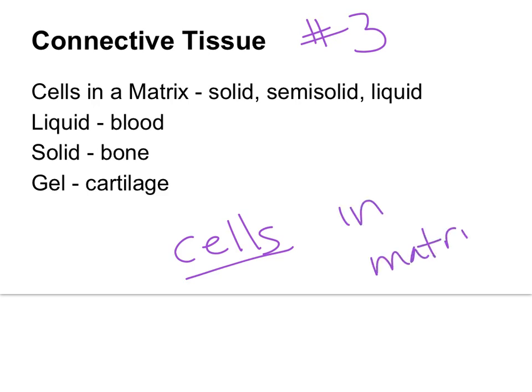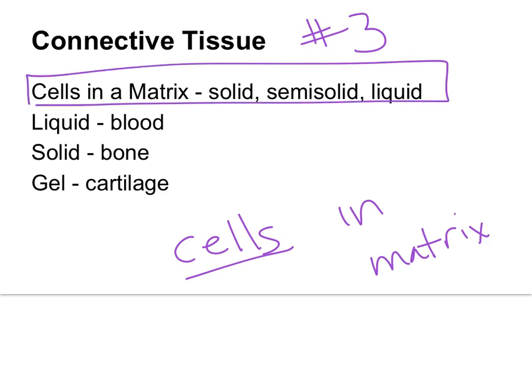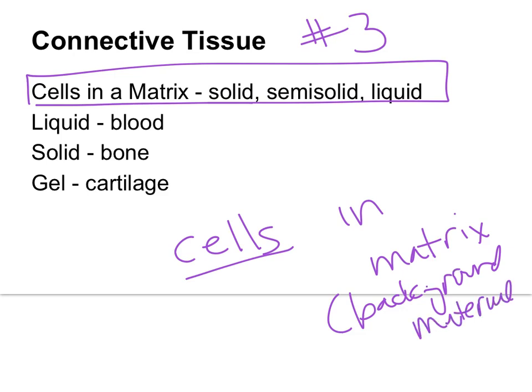A matrix is the background material. So sometimes the matrix can be solid. Sometimes the background material, remember, matrix means background material, can be semi-solid, like a gel, and sometimes it's liquid.